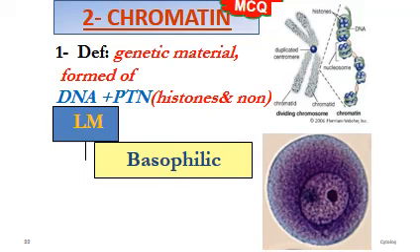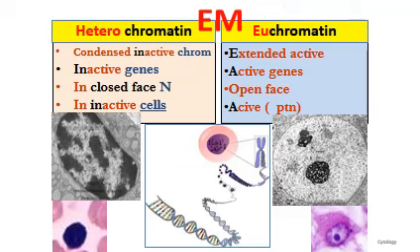Also, we have inside the nucleus the chromatin. Chromatin represents the genetic material inside the cell, formed mainly of DNA attached to certain proteins like histones and non-histones. By LM, being DNA, it appears basophilic. By EM, this chromatin appears as either heterochromatin or euchromatin.